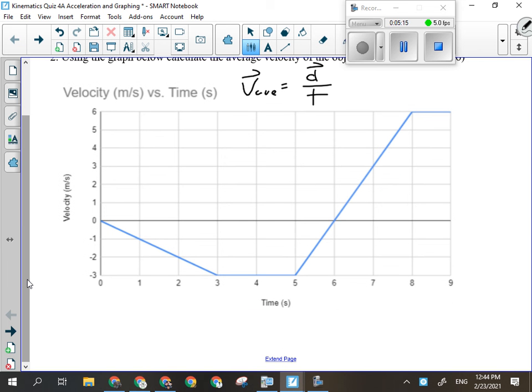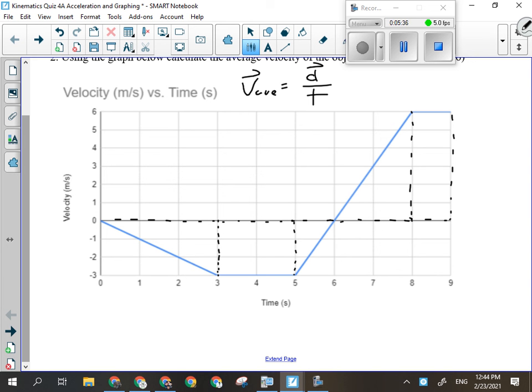I need to calculate the area between the line and the x-axis all the way along this graph. So there's this triangle here. Okay, there's this rectangle here. There's this triangle here. There's this triangle. And there's this rectangle. Okay, those are the shapes I've got to get.